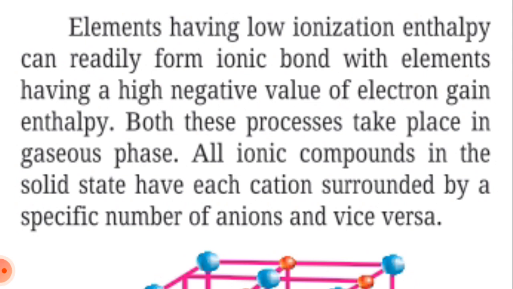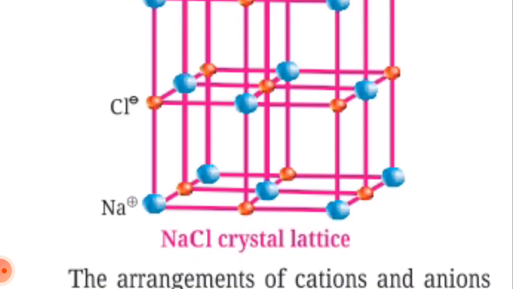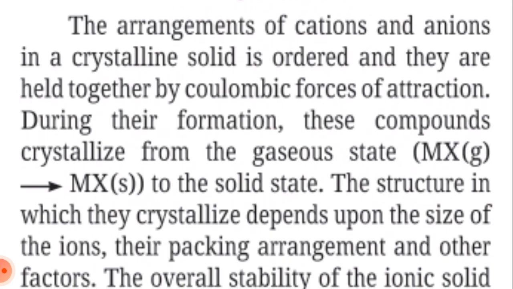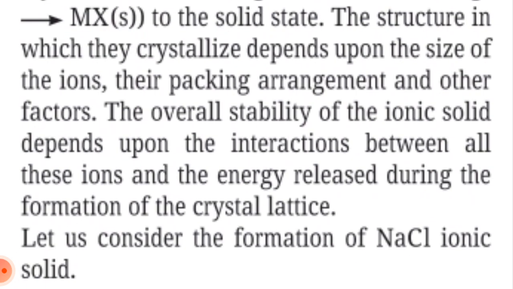All ionic compounds in the solid state have each cation surrounded by a specific number of anions and vice versa. Sodium chloride crystal lattice. The arrangement of cations and anions in a crystalline solid is ordered, and they are held together by Coulombic force of attraction. During their formation, the compound crystallizes from M plus and X minus in gaseous state into MX in the solid state. The structure in which the crystal forms depends upon the size of the ions, their packing arrangement and other factors.